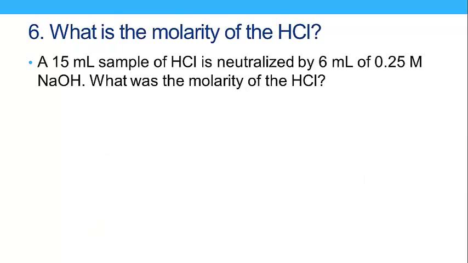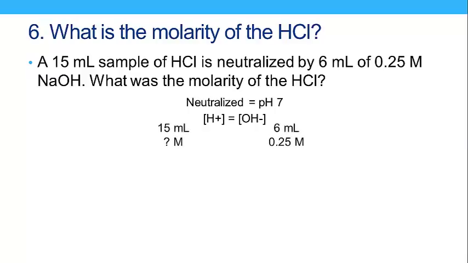A 15 milliliter sample of hydrochloric acid is neutralized by 6 milliliters of 0.25 molar NaOH. What is the molarity of the HCl? So this is a titration. Now the basis for titration, in acid-base titration at least, is that whenever we are at neutral, we are at pH 7. And we know that at pH 7, the hydrogen ion concentration is equal to the hydroxide ion concentration.